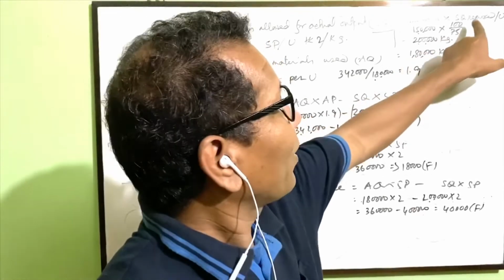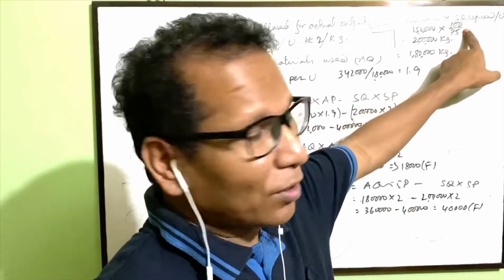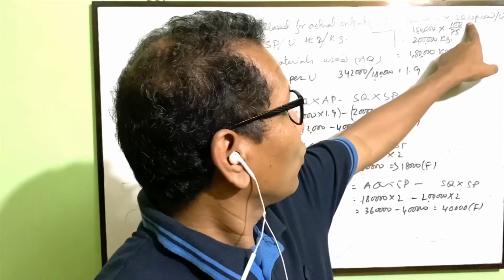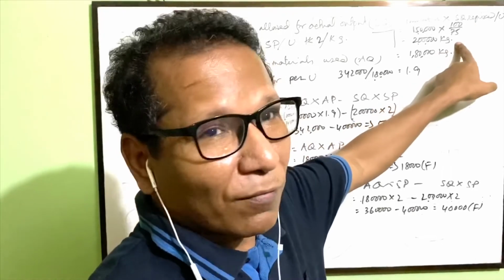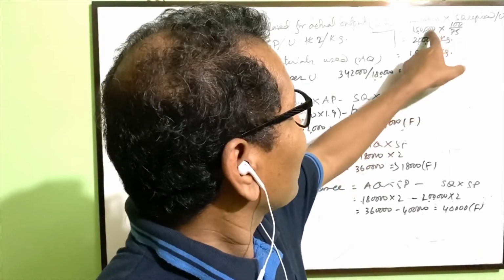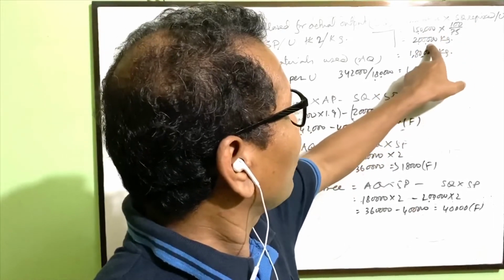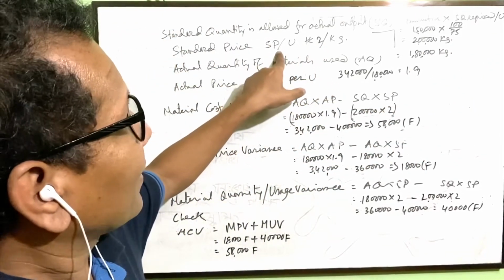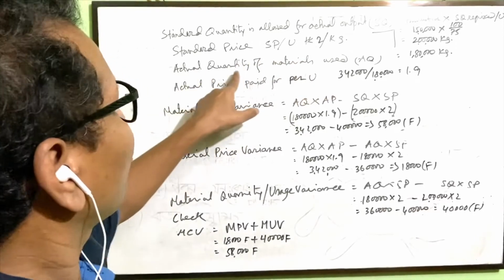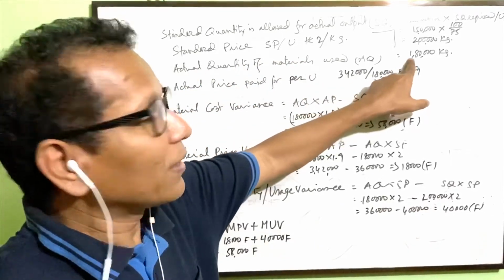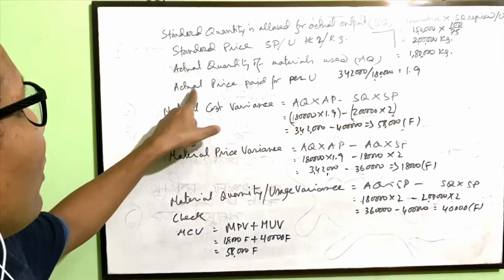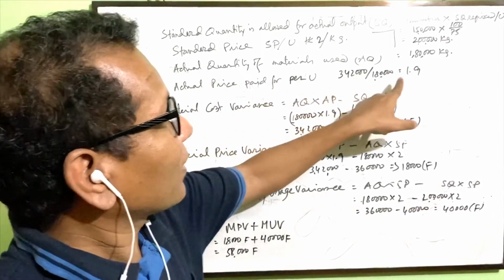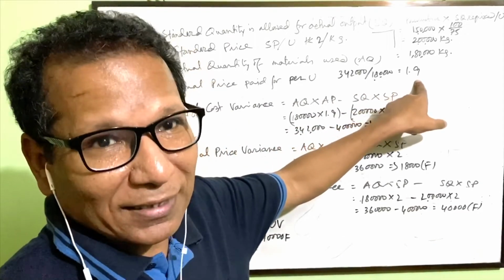For every 75 output, we need 100 kg. So total input required for 1,50,000 production is 2 lakh kg. Standard price per kg is given, actual quantity is given, and actual price paid per unit is calculated as 1.9 per kg.